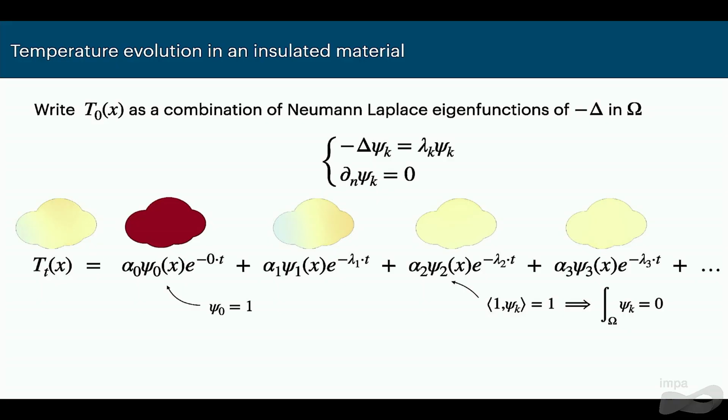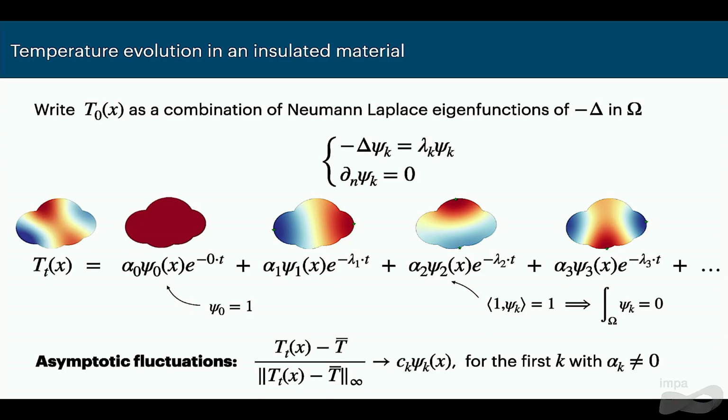Not only that, but I can learn about what's happening in the asymptotic fluctuations. What's going to happen in the asymptotic fluctuations? I'm summing a bunch of things which exponentially decay in terms. The exponentially decaying term depends on the eigenvalue. So there's things that go to 0 faster than others. Which one's the one that's going to remain at infinity? The one that goes to 0 the slowest.